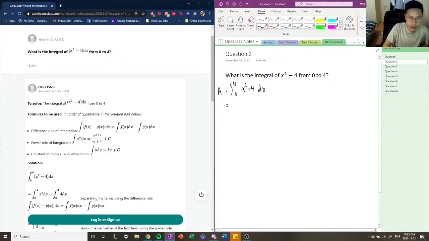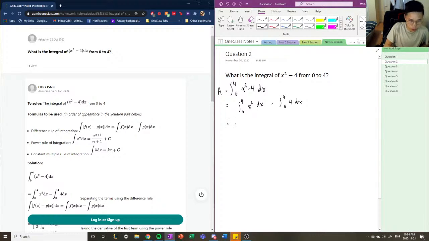The first thing we're going to do is see that our function could be considered the difference between two functions. So we're going to use the difference rule of integration to break them up. This would be the integral of x squared dx minus the integral of 4 dx. For our first integral, we can use the power rule, which says the integral of x to the n is x to the n plus 1 divided by n plus 1. So we're going to do that here.